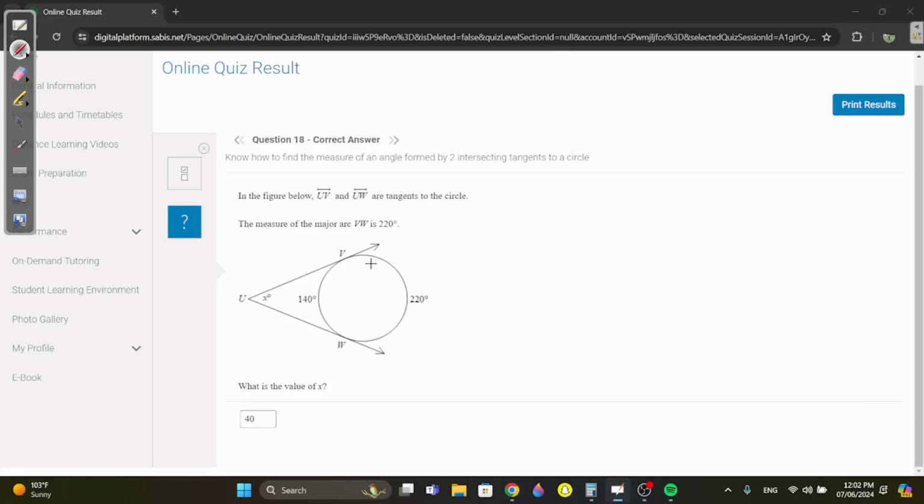Again, it's in the exterior, so arc 1 minus arc 2 divided by 2 equals my exterior angle. So 220 minus 140 over 2 equals x. 220 minus 140 is 80, over 2 equals x. You're going to get x equals 40. Question 19.